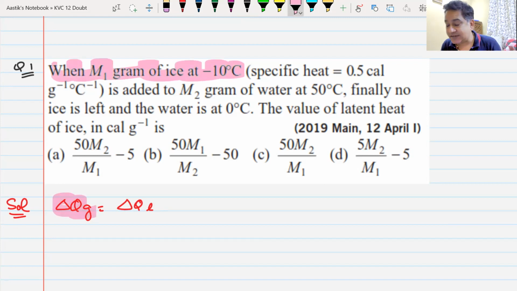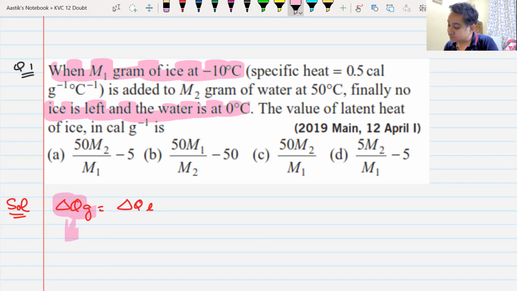So we have ice at minus 10 degrees Celsius, and ice is going to melt, and whatever is left is water at 0 degrees Celsius. So whatever heat ice is gaining, tell me that. Let me call it beta: M1 into 0.5 into 10 plus M1 into L. 0.5 we don't know, that is what we have to calculate. Do we understand this? 0.1 we don't know. 0.5 we don't know.